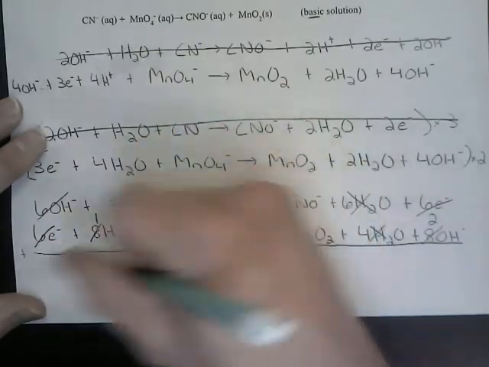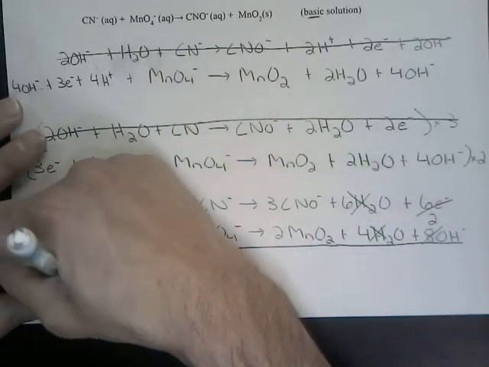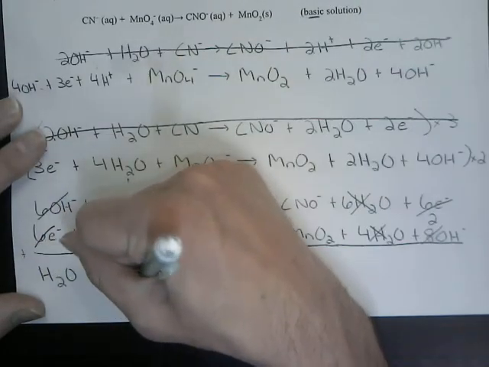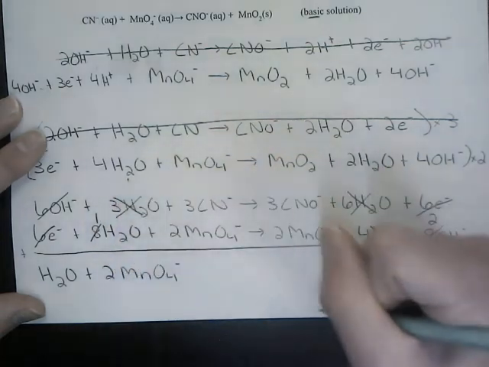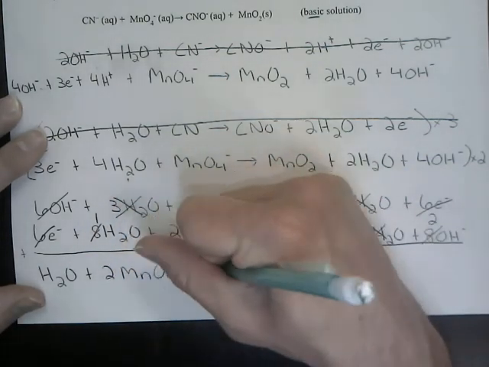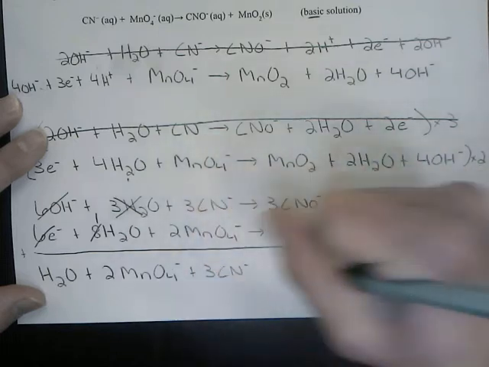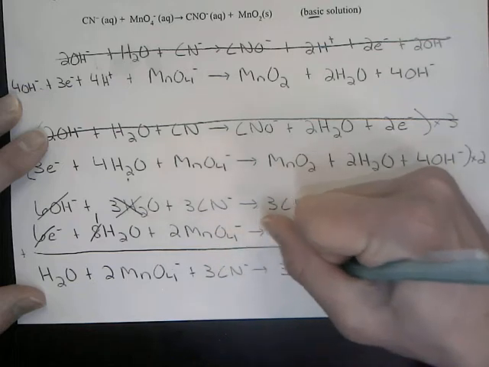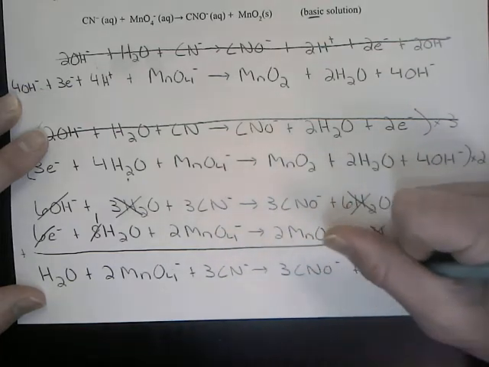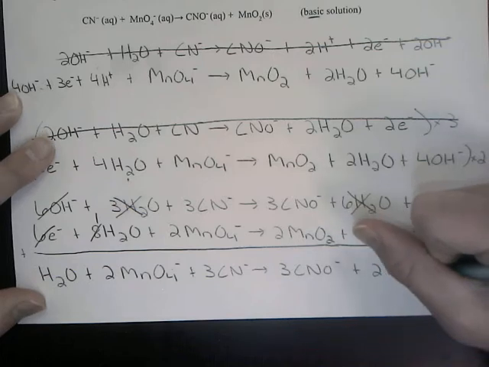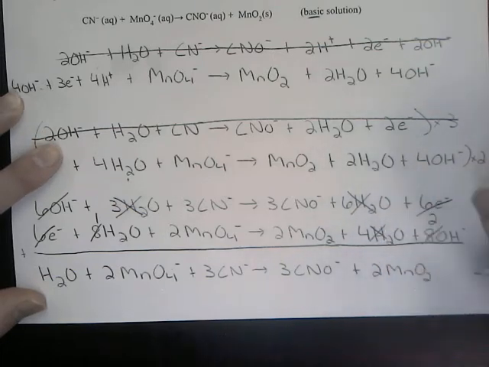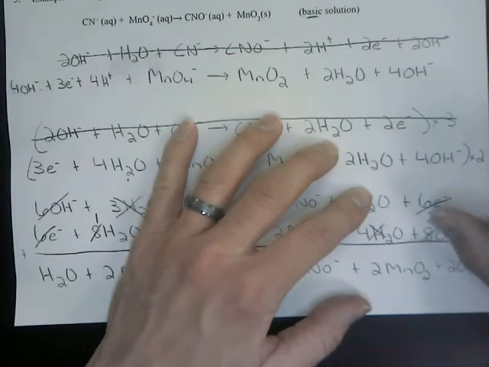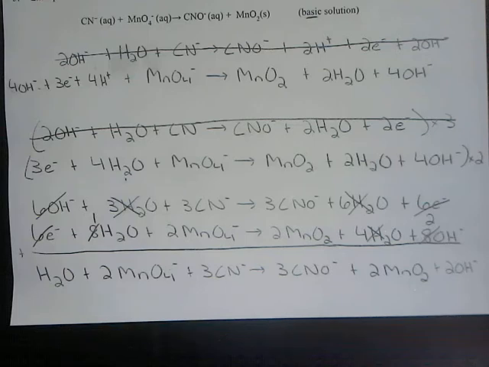We end up with 1 H2O plus 2 MnO4 minus plus 3 CN minus. That yields 3 CNO minus plus 2 MnO2 plus 2 OH minus. Okay, a lot of work.